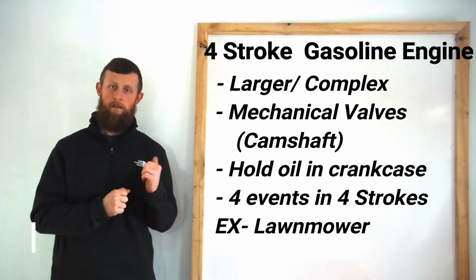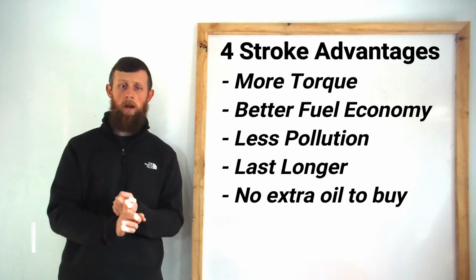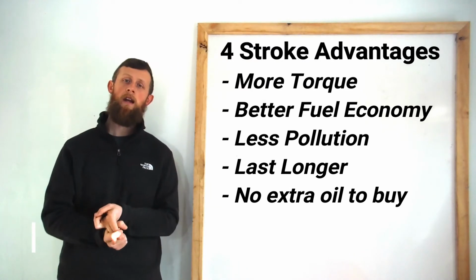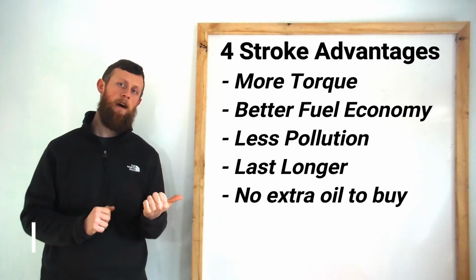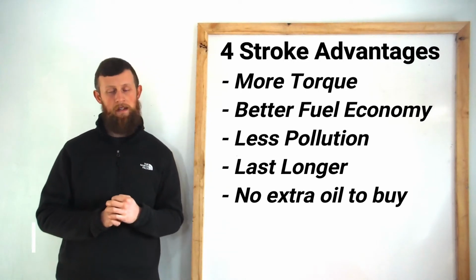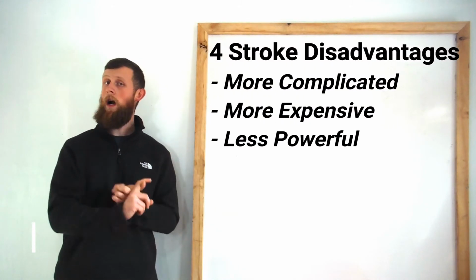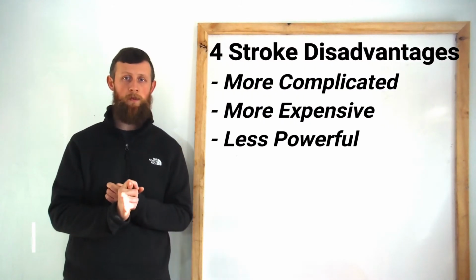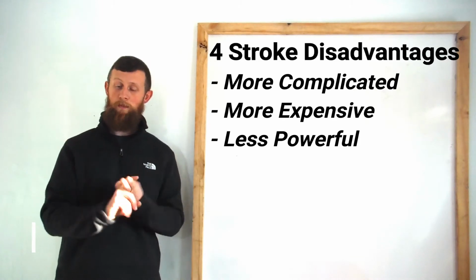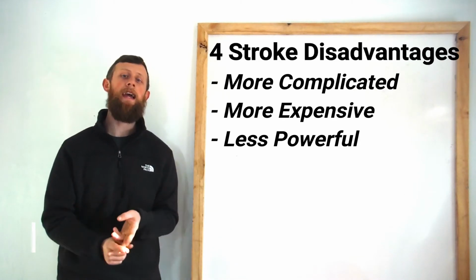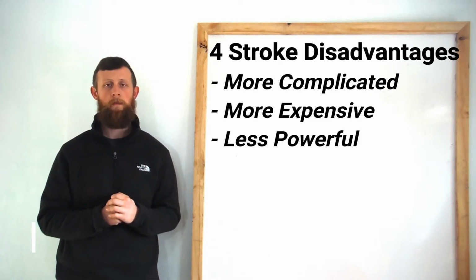Now, advantages of the four-stroke are as follows. They have more torque, better fuel economy, less pollution, they last longer, and you don't have to buy all that extra oil. Disadvantages of the four-stroke engine are as follows. They're a more complicated design, which means if something does break, it's going to be a little bit more expensive or tricky to fix. They're more expensive up front to buy, and they're typically less powerful than their two-stroke counterparts.